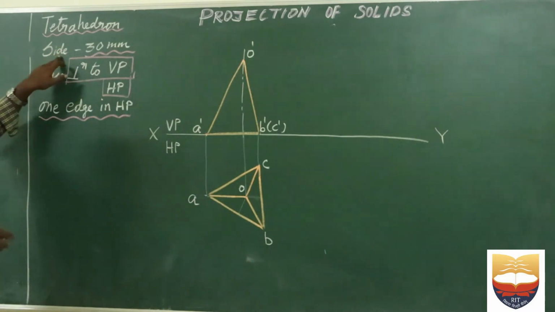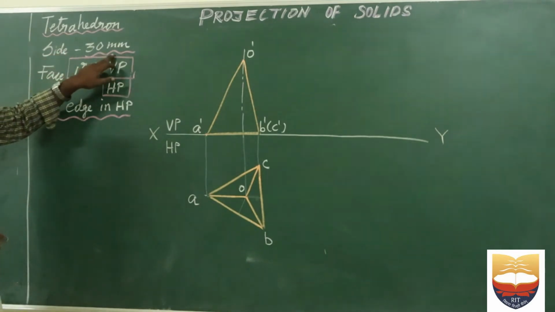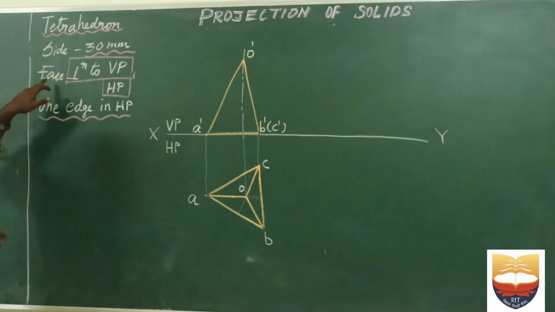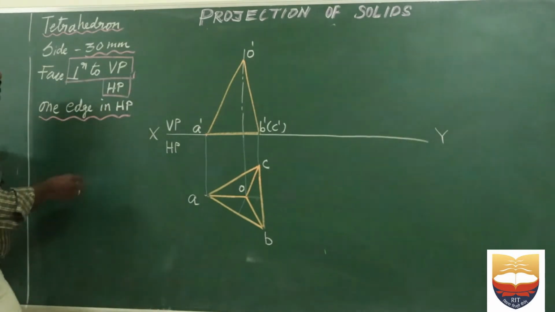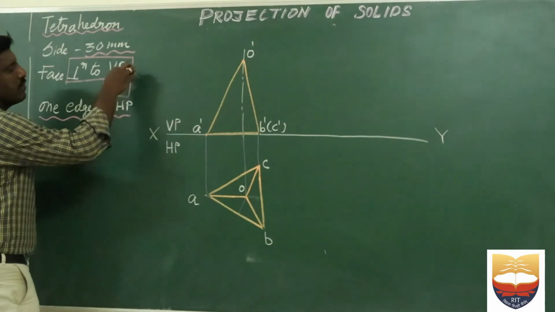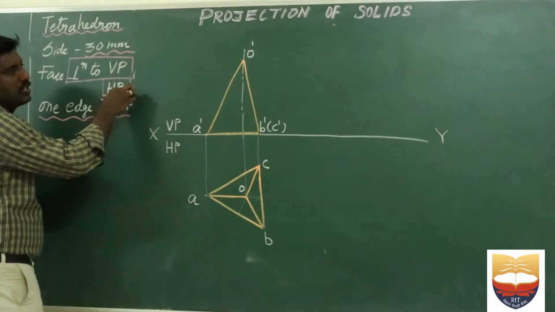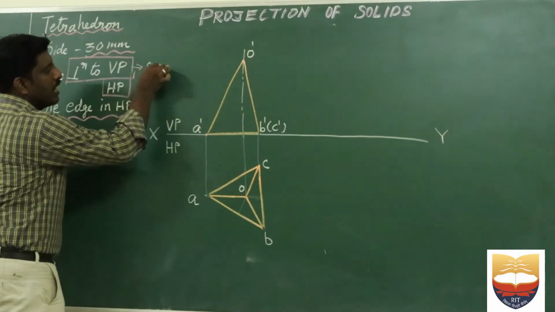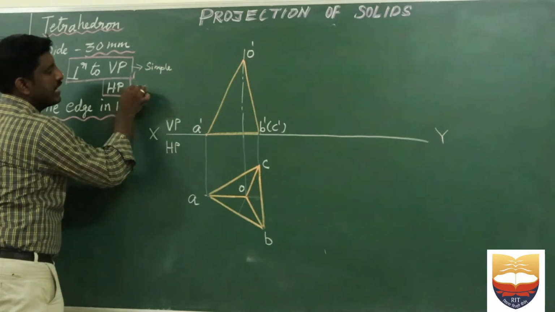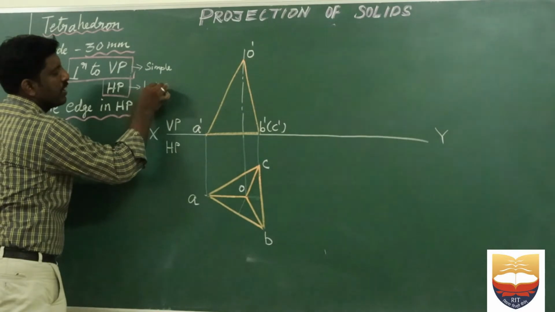You can see the complete problem in the description. The side of the tetrahedron is given as 30 millimeter, and the condition is that the face is perpendicular to VP and HP. So be very careful. These conditions cannot be satisfied in a simple position. So let us have this for our simple position, and this for our inclined position. This is very important.